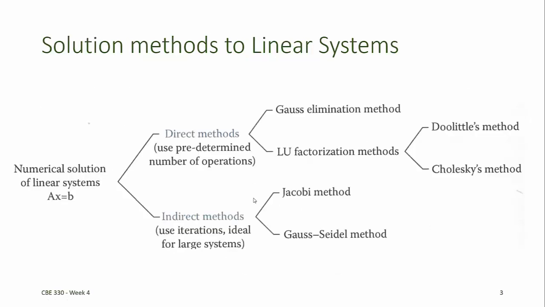The solution methods that we will study for solving linear systems include direct methods and indirect methods. You may already be familiar with methods like Gauss elimination, which is a direct method for solving linear systems. The direct methods use a predetermined number of operations. The indirect methods, on the other hand, are iterative methods. We may not know ahead of time how many iterations are required to reach convergence.